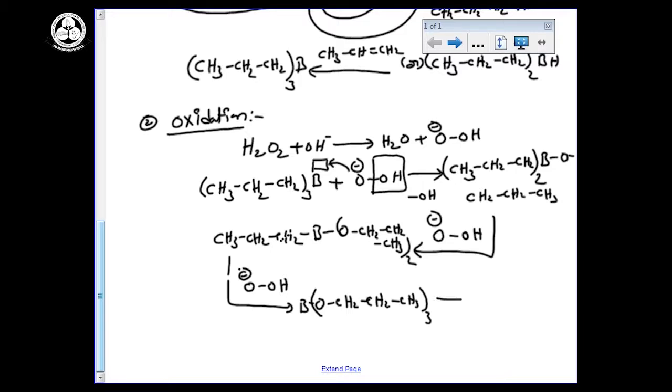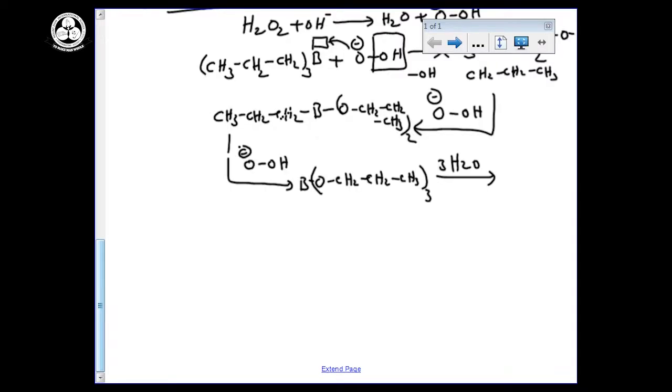Now, further hydrolysis. We are taking 3 moles of water, containing H plus and OH minus. Here we are breaking OH on this side and H on this side. H is plus and O is minus, so plus can attack the minus, OH minus, and this is electron deficient.